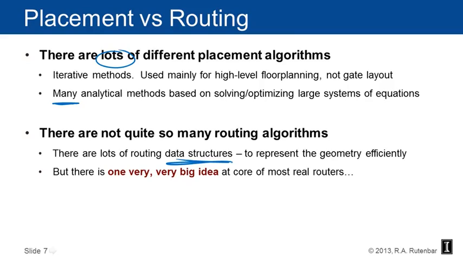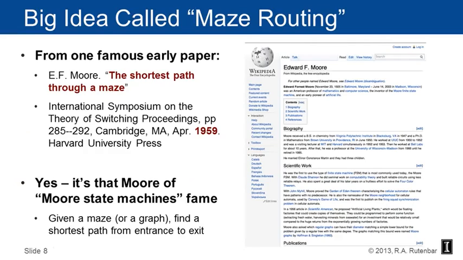But there's one very, very big idea, and since I only get you for a week, for a couple of hours, to talk about everything interesting in routing, that's the right thing to talk about in this lecture. And so this is the big idea called maze routing. It's from one amazing early paper from E.F. Moore, The Shortest Path Through a Maze, from, wow, 1959. E.F. Moore's Wikipedia page, very famous guy, worth taking a look. And as an aside, yes, it's that Moore, the Moore of Moore state machines, as opposed to Mealy state machines. He's a really famous guy.